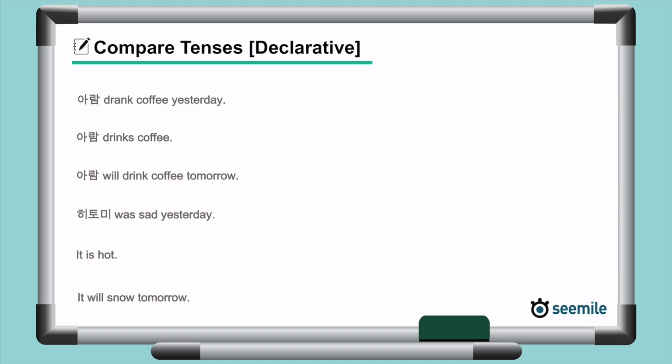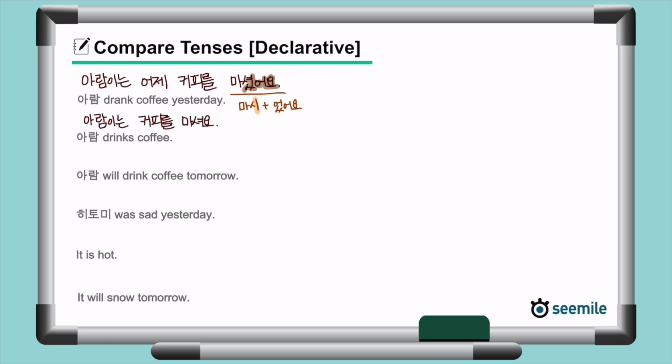Now, let me give you a few more example sentences. Try saying them out loud in Korean, paying close attention to the correct tenses. 아람 drank coffee yesterday. 아람이는 어제 커피를 마셨어요. 아람 drinks coffee. 아람이는 커피를 마셔요. 아람 will drink coffee tomorrow. 아람이는 내일 커피를 마실 거예요.